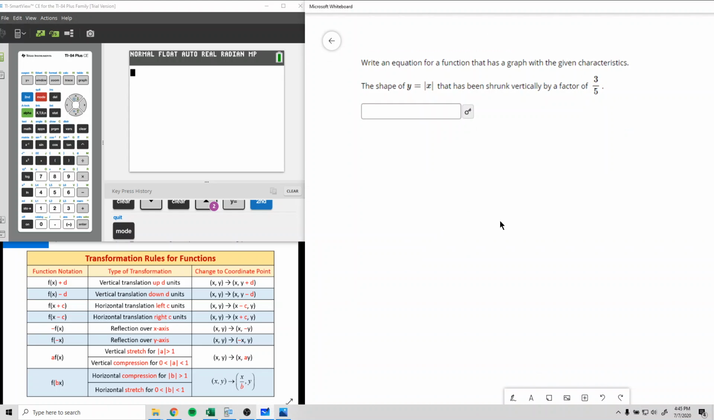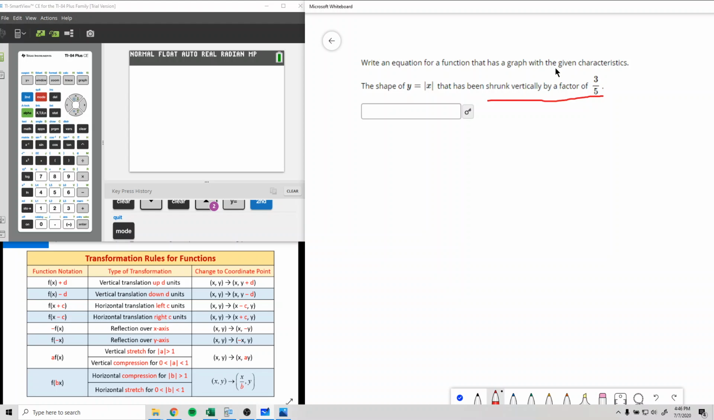This question is asking us to write an equation for a function as the graph with the given characteristics. The shape is y equals the square root of x and has been shrunk vertically by a factor of 3/5.